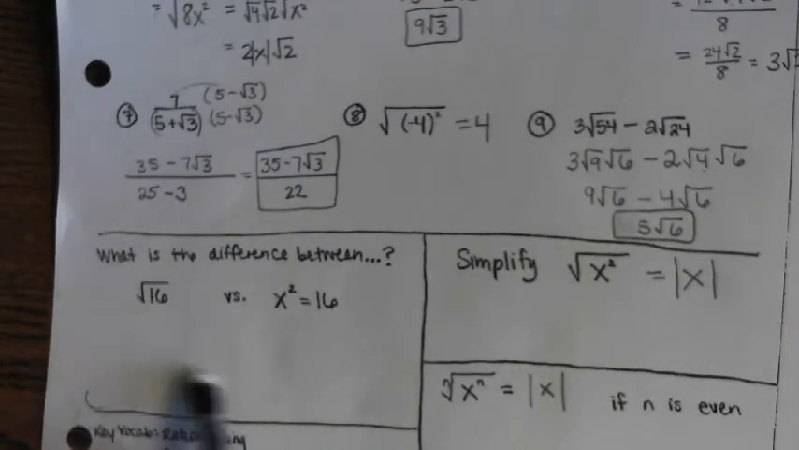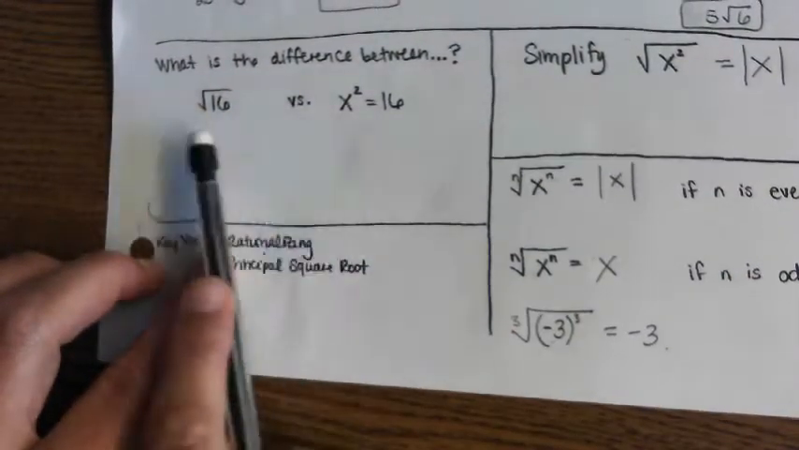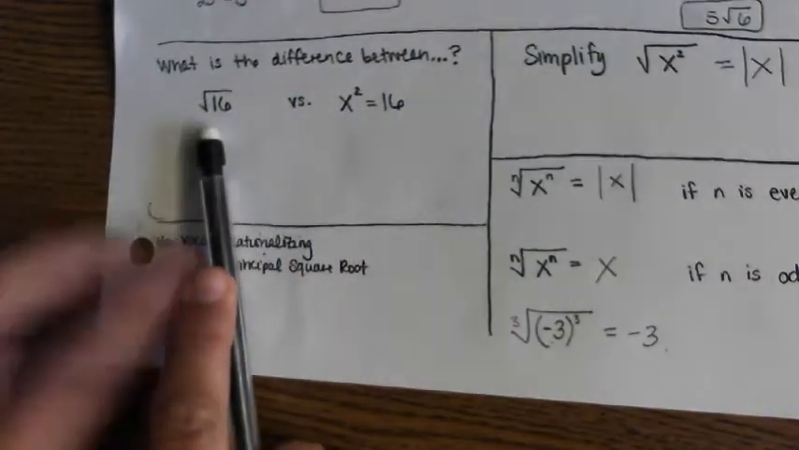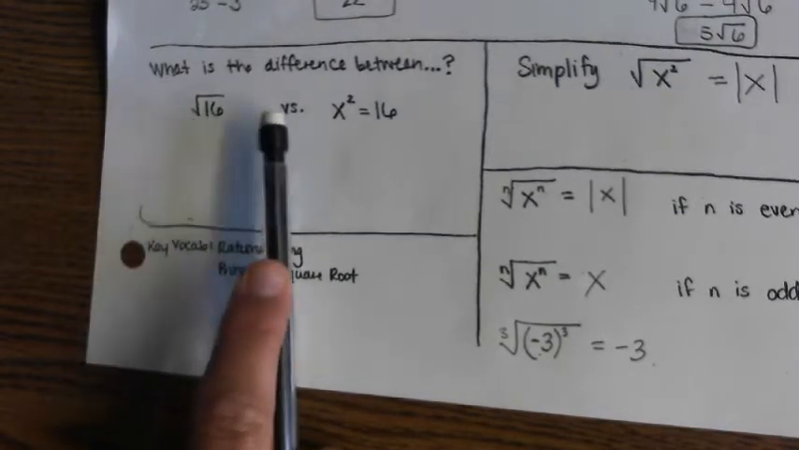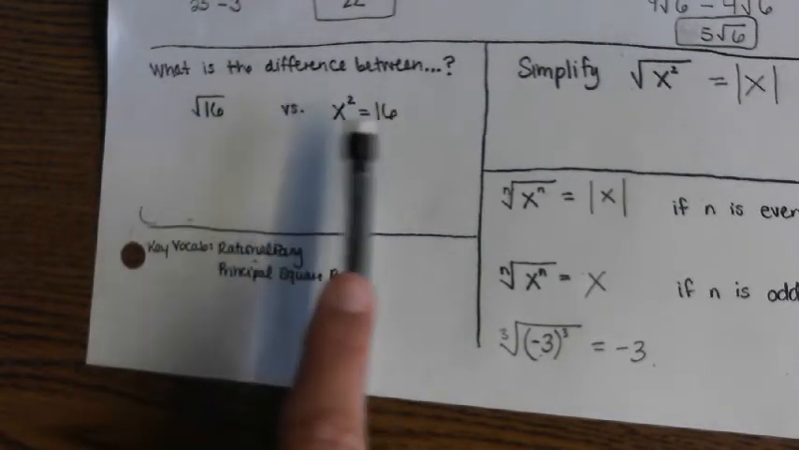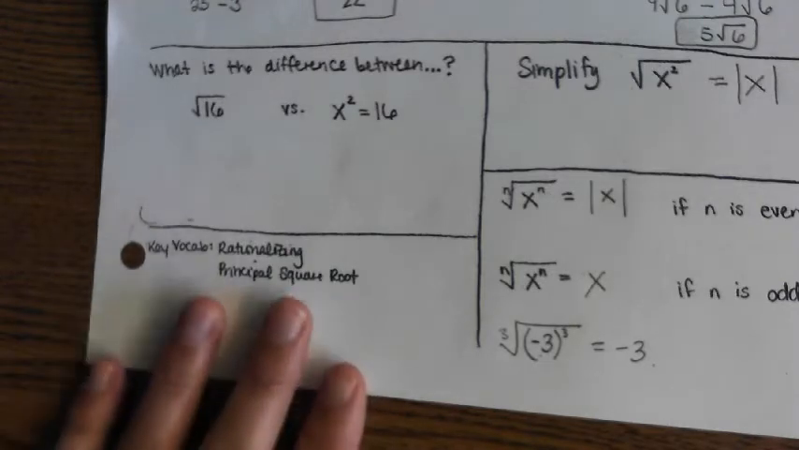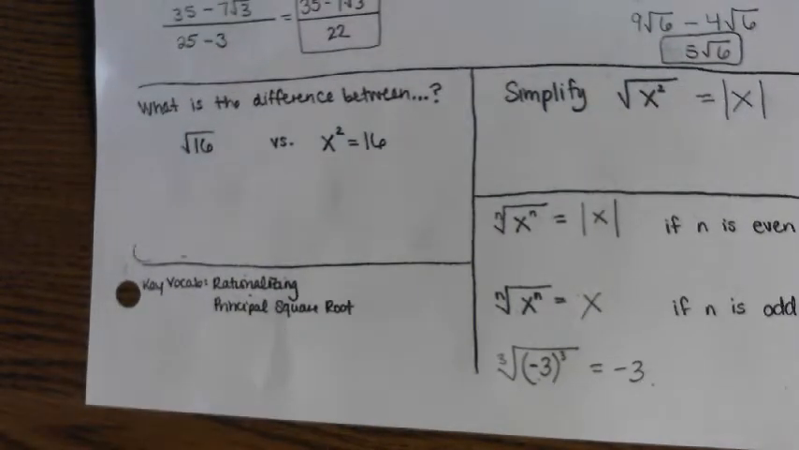Just a quick clarification. What's the difference between when you're asked to evaluate the square root of 16 versus if you were asked to solve the equation x squared equals 16? What's the difference there?